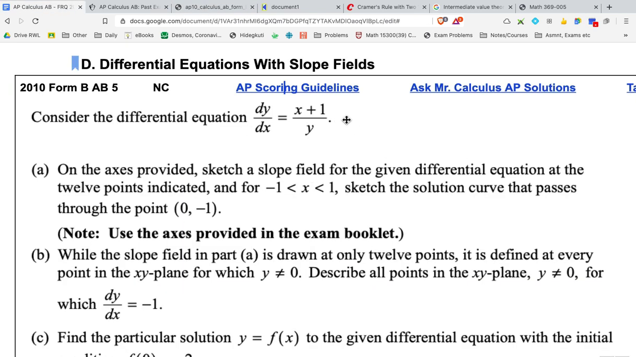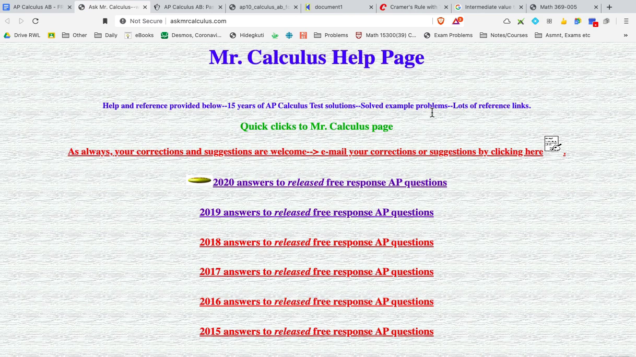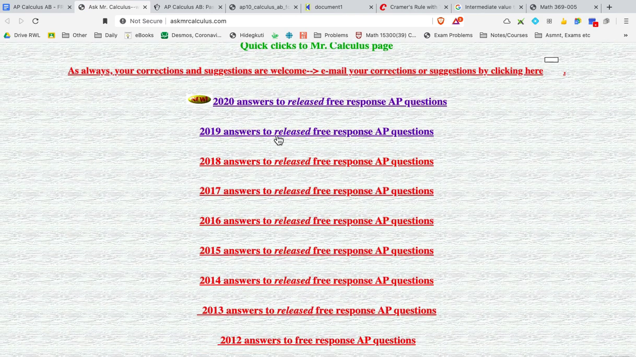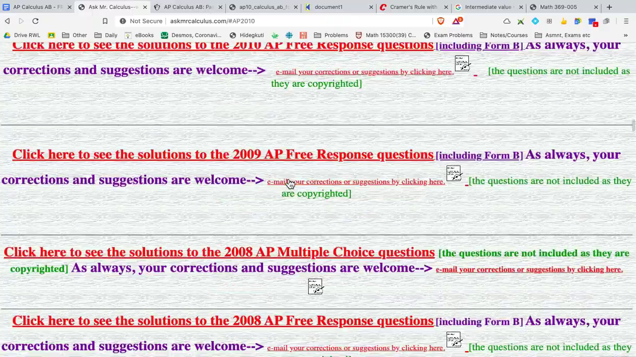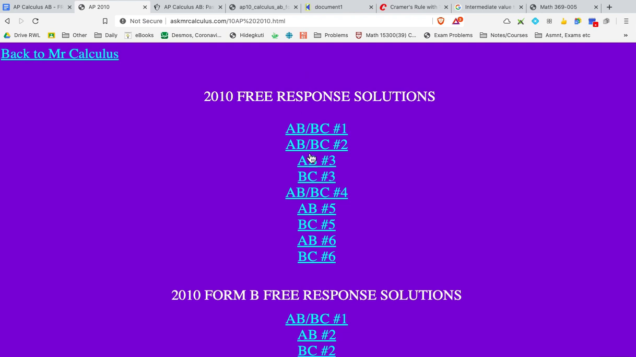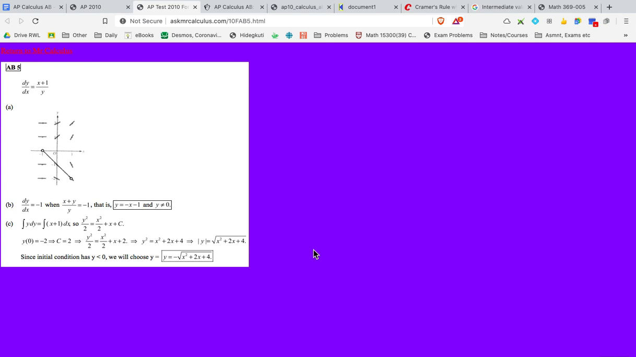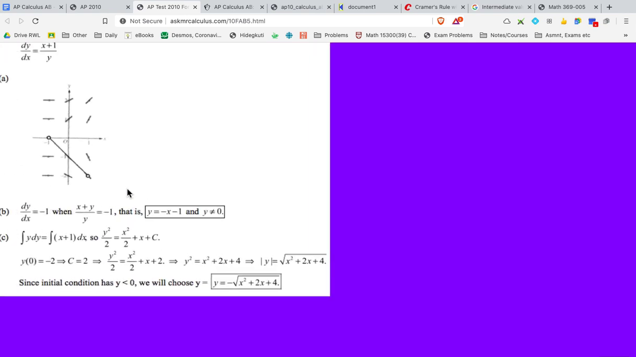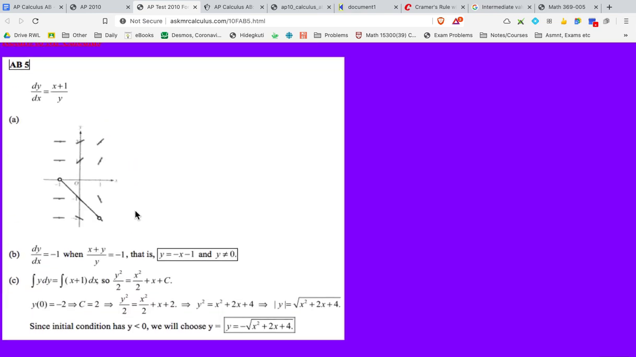Now, the other thing that you can look at is I've put a link to Ask Mr. Calculus, and this is a person who has done a lot of teaching of AP Calculus, and I believe that he has solutions going back to 2010. So 2010 AP free response, including Form B, Form B free response number 5, AB number 5, and you can see that he's got solutions as well.